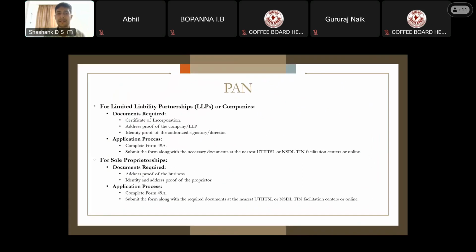PAN can be applied for through the TIN NSDL website. It can be done online through Aadhaar authentication, or the offline mode can be opted for if you have some discrepancy in your Aadhaar details, and then you need to proceed with an offline application.